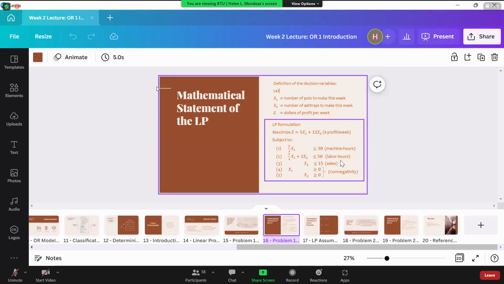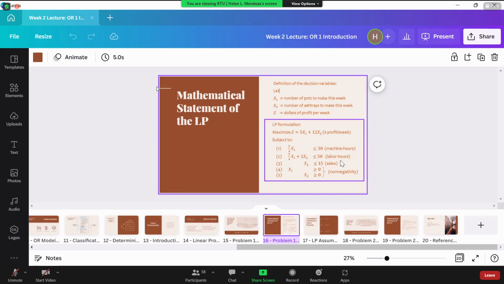Bakit non-negativity restrictions? Because when we are producing, there would be possibility that we would not be able to produce anything. So when Sue is producing, there is a possibility that Sue might not be able to produce pots, and Sue might not be able to produce ashtray. But it is unlikely that the value for x1 and x2 would be negative. Nagpo-produce siya eh. Ang posible, wala. Pwedeng isa or any positive value. Pero hindi po pwedeng mag-negative ang produce. So these are called the non-negativity restrictions.